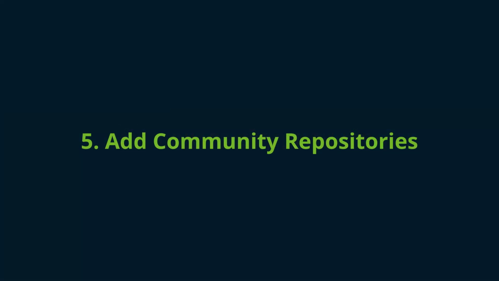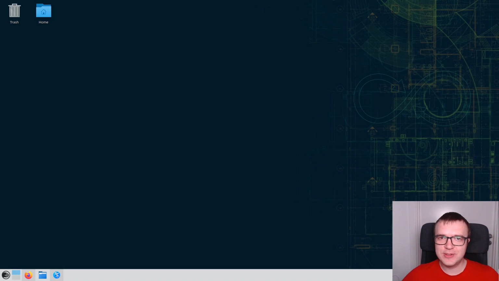Add community repositories. By default, OpenSUSE has only official packages included in its default repositories, and the list of these packages is quite limited. Most likely you would like to extend it to the community repository and be able to install most of the packages which are available in Linux.